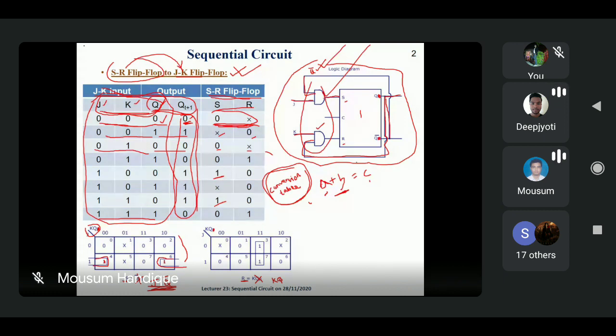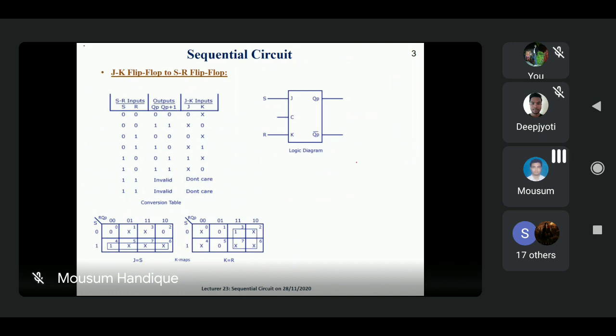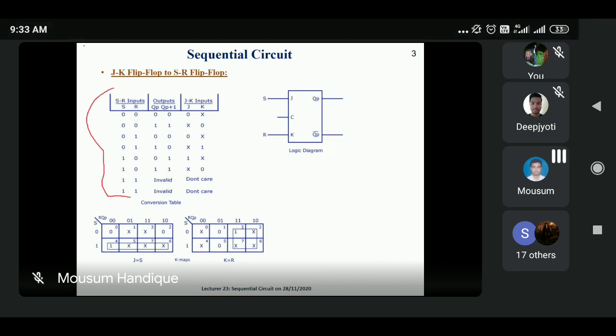Okay, so this way we are converting the SR flip flop to the JK flip flop. Next one you can try yourself: this one, JK flip flop to SR flip flop. Because it is very lengthy, to avoid drawing the table and designing again, I have directly copied this one from the internet. This particular table is called a conversion table.